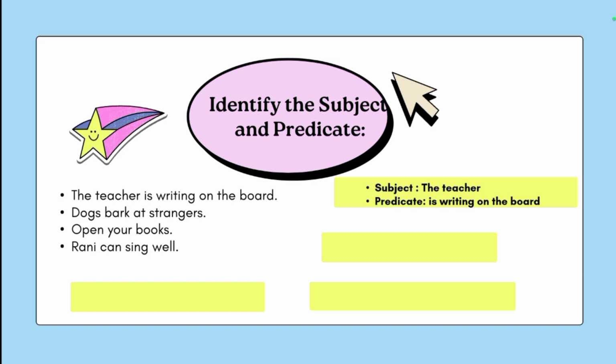Dogs bark at strangers. Who barks at strangers? Dogs. So dogs is the subject. What do the dogs do? Bark at strangers. So it becomes the predicate.